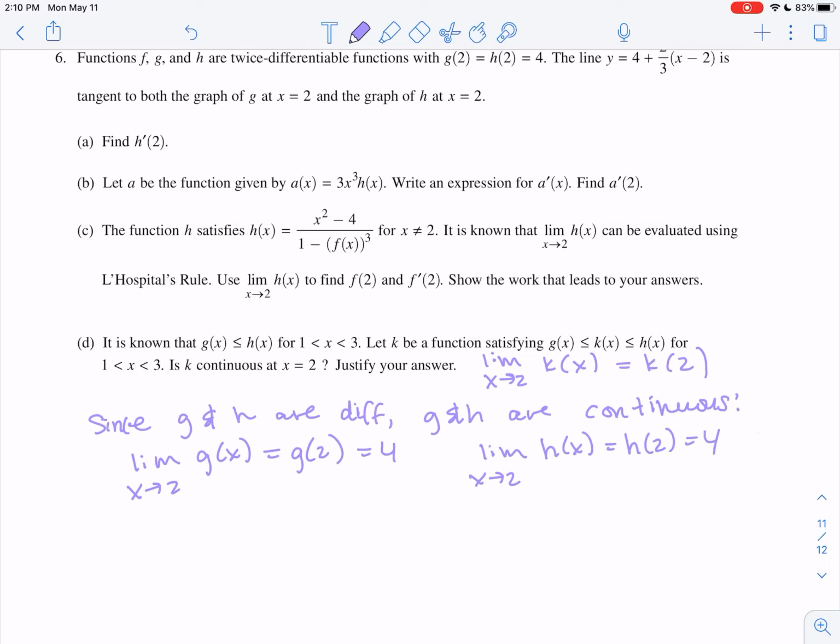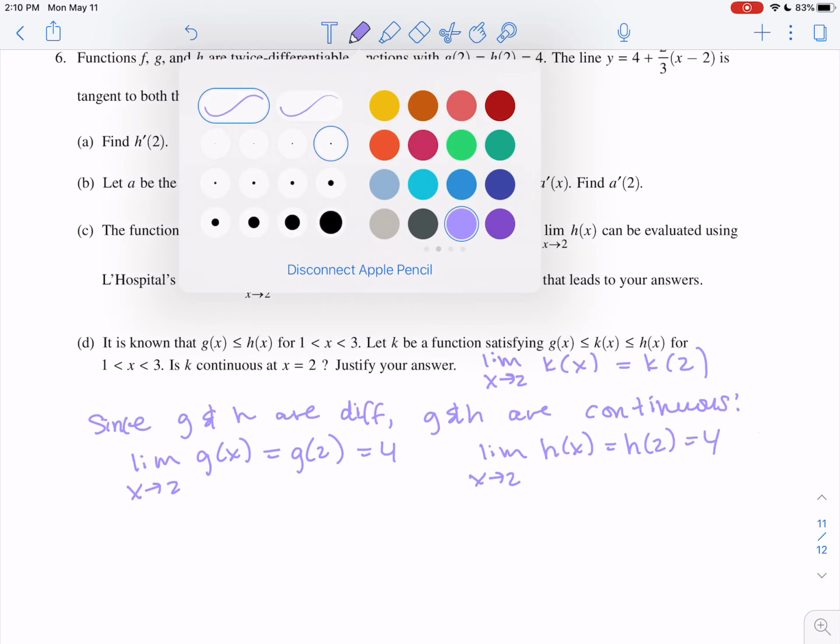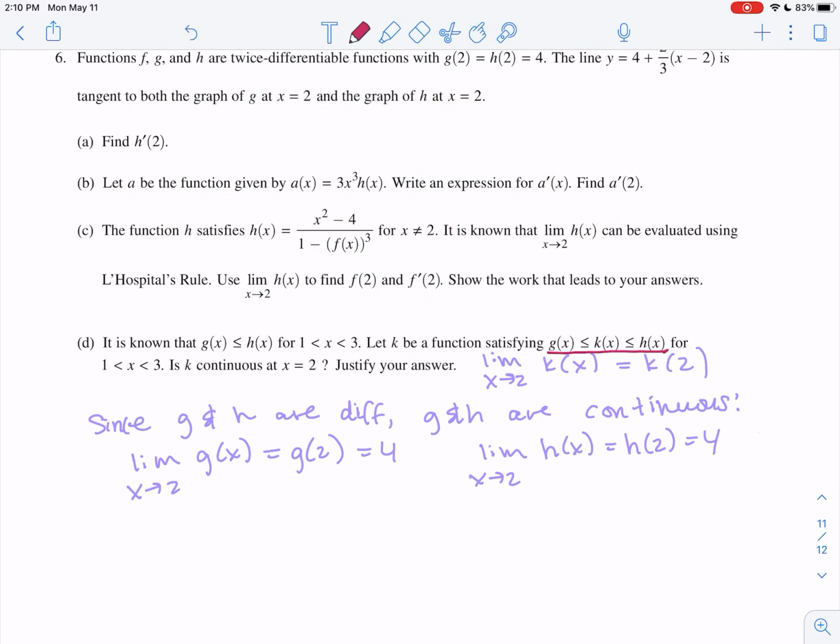Okay, all right, so let's take this piece here. That's what we're going to use twice. And we're looking at x equals 2, which is certainly in our interval. So let's just plug in 2 for each x there. Okay, so that's going to give me g of 2 is less than or equal to k of 2 is less than or equal to h of 2. Well, h of 2 and g of 2 were both 4, so if k of 2 is between 4 and 4, k of 2 must be 4.